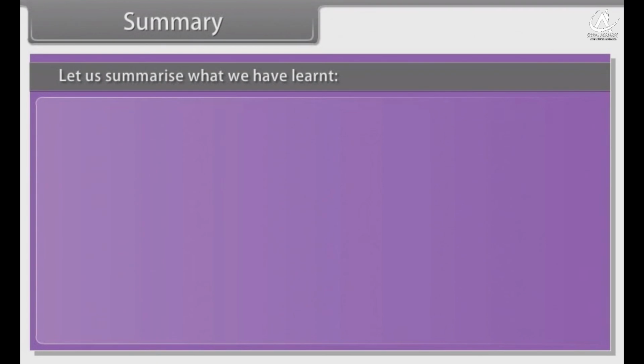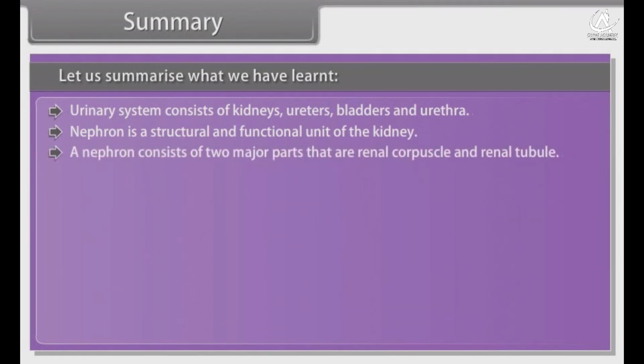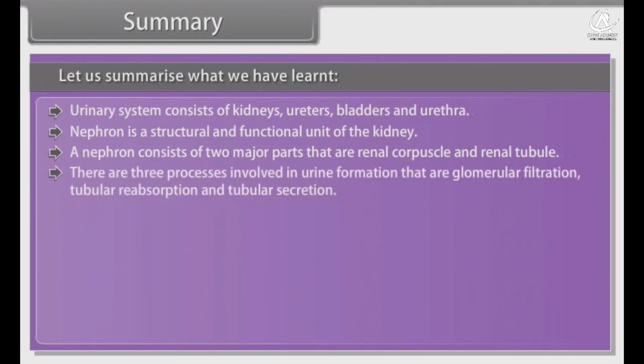Summary. Let us summarize what we have learned. The urinary system consists of kidneys, ureters, bladder and urethra. The nephron is a structural and functional unit of the kidney. A nephron consists of 2 major parts, the renal corpuscle and the renal tubule. There are 3 processes involved in urine formation: glomerular filtration, tubular reabsorption and tubular secretion.